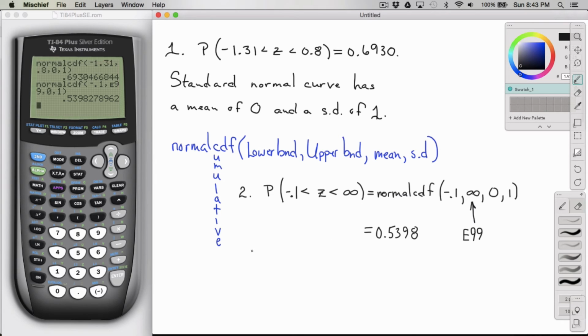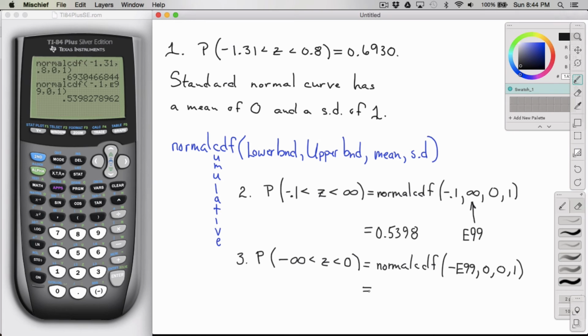Let's do another one. How about number 3? On number 3, we'll find the probability that z is between negative infinity and the mean, simply 0. Again, it's going to be normal CDF. Our left bound now is, we're going to use the negative key, a negative E99, because now we're using negative infinity, comma, our right bound is 0, the mean. Our mean is still 0, and our standard deviation is 1.